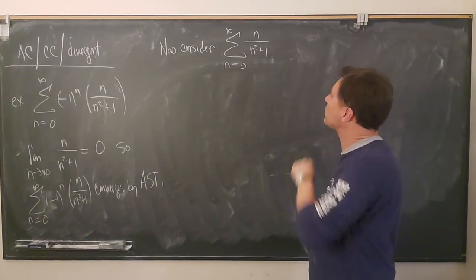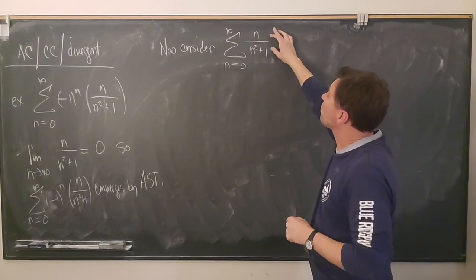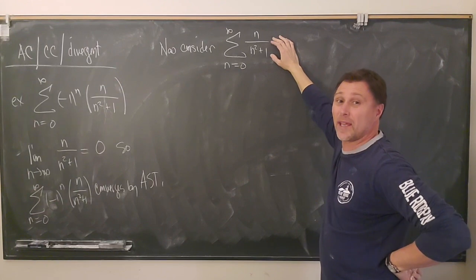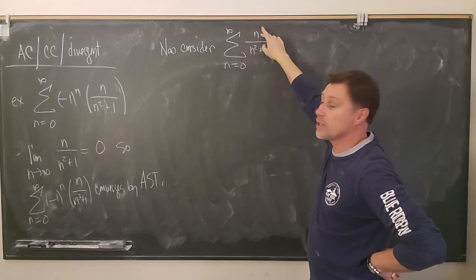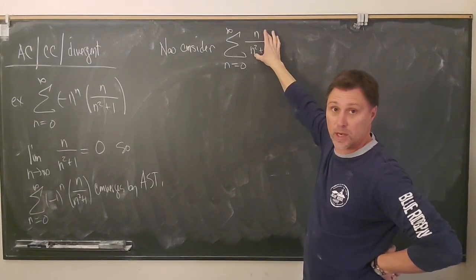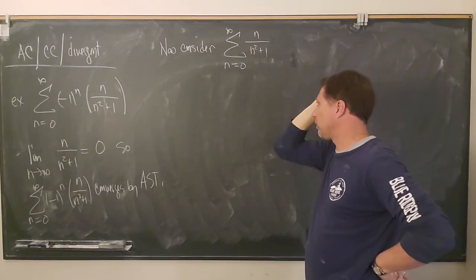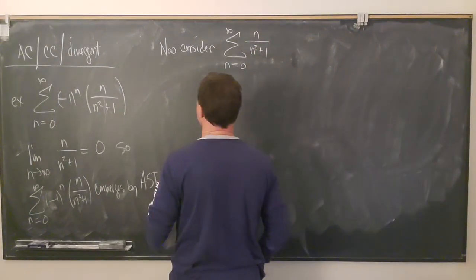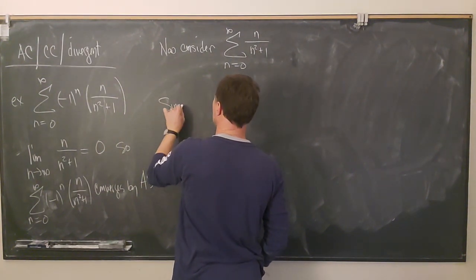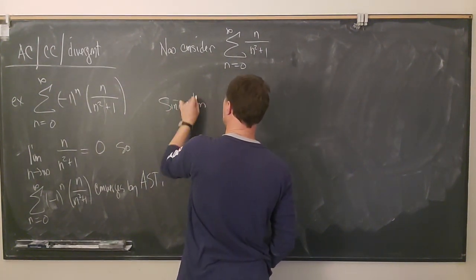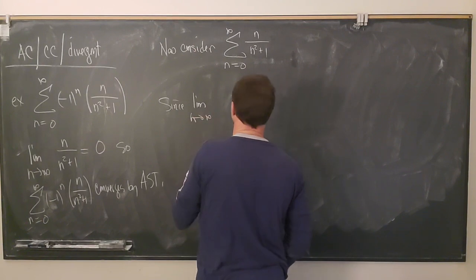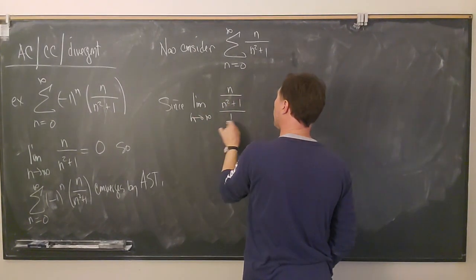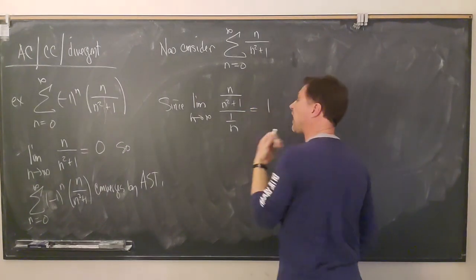Okay, so this series right here, when you look at this one, you should have a suspicion. This one is going to behave like 1 over n, right? The dominating term here is an n squared in the denominator. So this one's going to diverge. So how do you use that? Limit comparison test would be the right test to use. So since the limit as n goes to infinity of n over n squared plus 1 divided by 1 over n, you can check that limit's equal to 1.